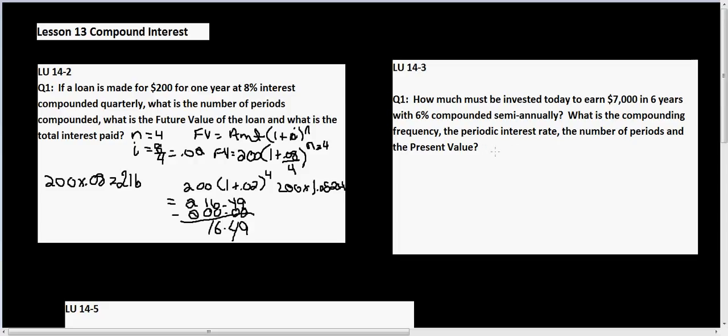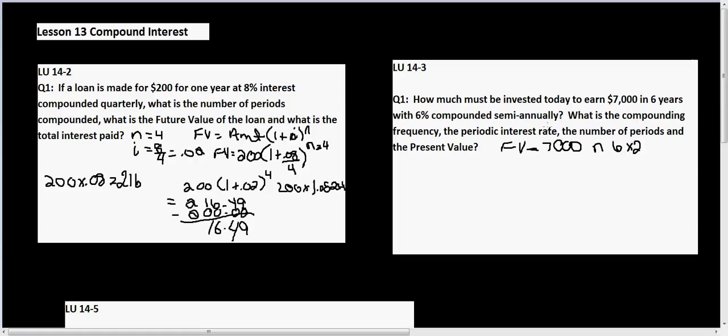If we have the future value known to us, $7,000 is what we know we want to get in 6 years' time. We just have to figure out how much do we put in today to get that $7,000. We know that in 6 years, with 6% compounded semi-annually, the number of periods will be 6 times 2.